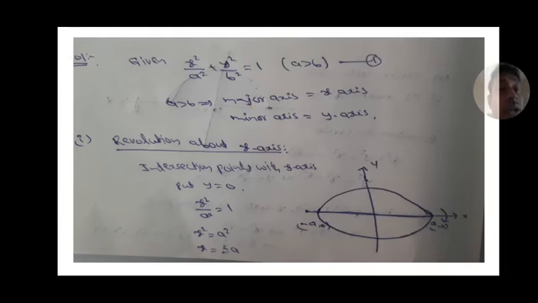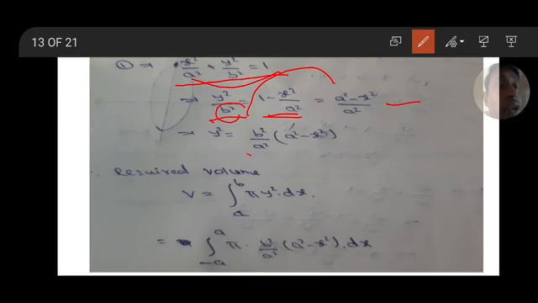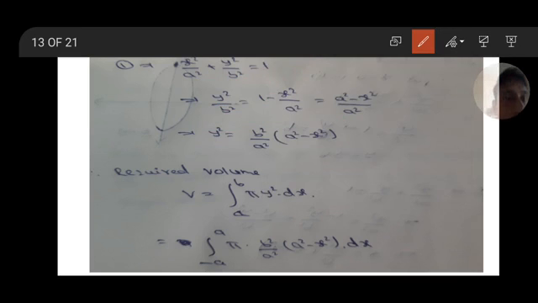Next, in the formula, the limits are over. Next, we have to write y square equal to, from the equation 1, x square by a square plus y square by b square equal to 1. So y square by b square equal to 1 minus x square by a square, taking the LCM, we get a square minus x square by a square. This b square comes to this side, we get b square by a square into a square minus x square. This is the y square value. So for the volume formula, limits are minus a to a, and the y square value we also found out.